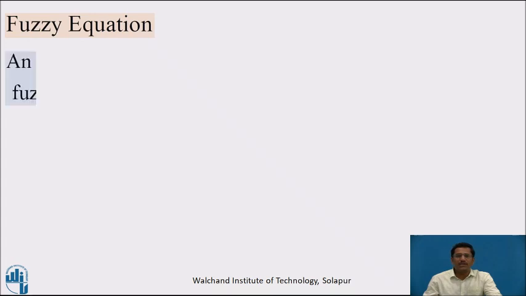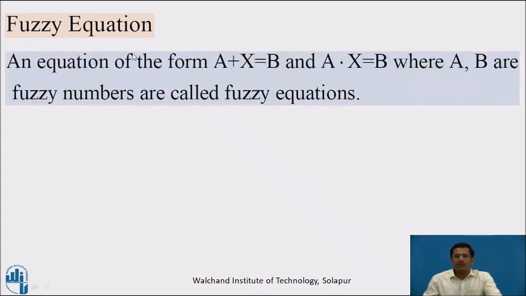Now what is the fuzzy equation? An equation of the form a plus x is equal to b and a into x is equal to b, where a and b are the fuzzy numbers, are called the fuzzy equations.